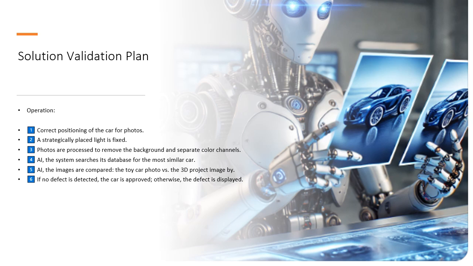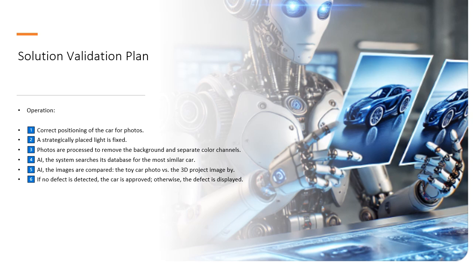Operation. The toy car is positioned on a platform where photos are taken from 6 angles: bottom, top, both sides, front, and rear. These positions are standardized and fixed using mechanical devices to minimize variations. A strategically placed fixed light source ensures proper illumination. The photos undergo pre-processing, where the background is removed and images are separated into their 3-color channels. The same process is applied to the rendered images of the 3D model.